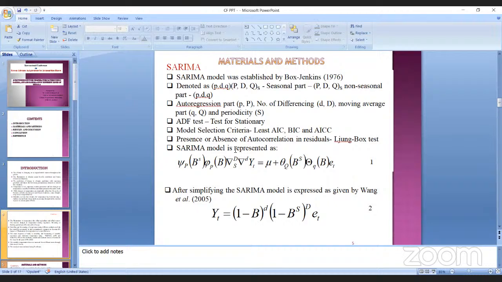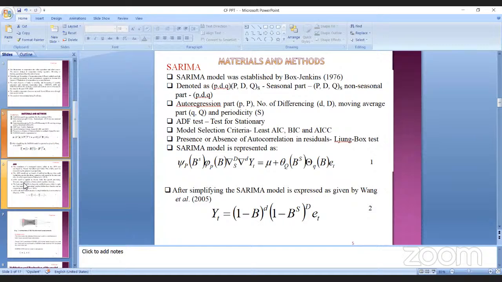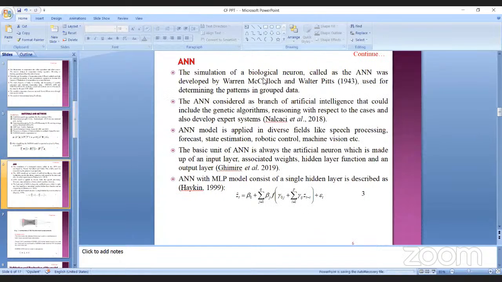Even after we fit the model, we have to check the stability of the model. It is based on the Ljung-Box test. And this is the SARIMA model, which is a somewhat big equation, and this is the simplified form of the SARIMA model. Next is artificial neural network. It was developed by Warren McCulloch and Walter Pitts in 1943.